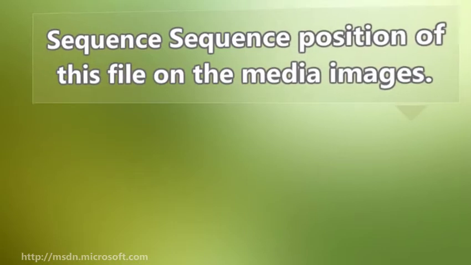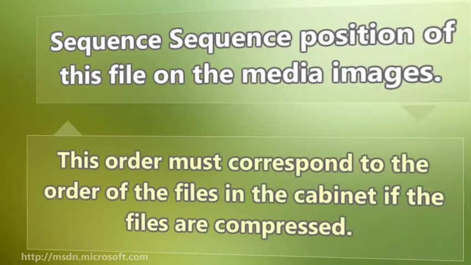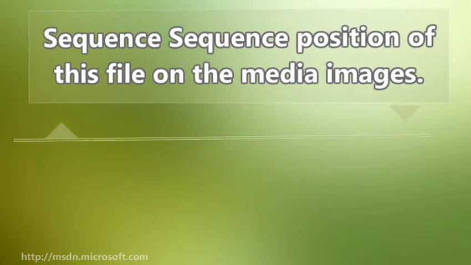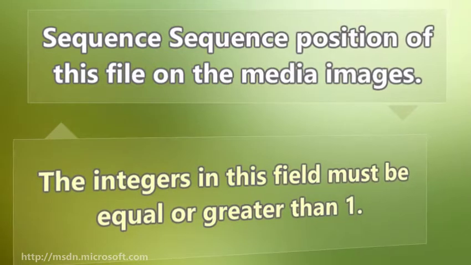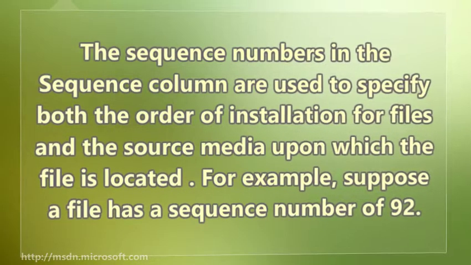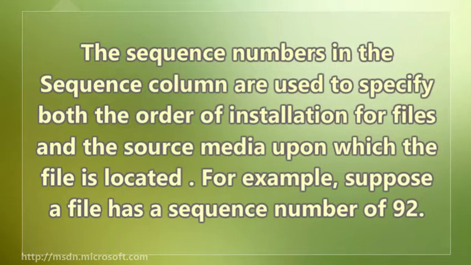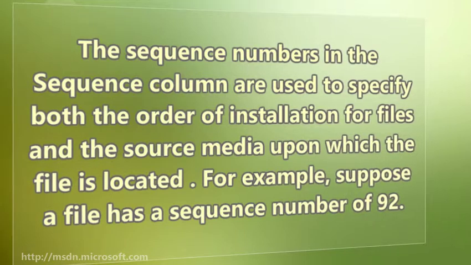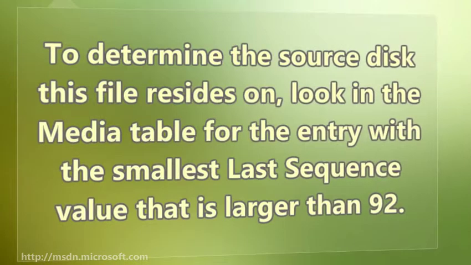Sequence: position of this file on the media images. This order must correspond to the order of the files in the cabinet if the files are compressed. The integers in this field must be equal or greater than 1. The sequence numbers in the Sequence column are used to specify both the order of installation for files and the source media upon which the file is located. For example, suppose a file has a sequence number of 92. To determine the source disk this file resides on, look in the Media table for the entry with the smallest LastSequence value that is larger than 92.